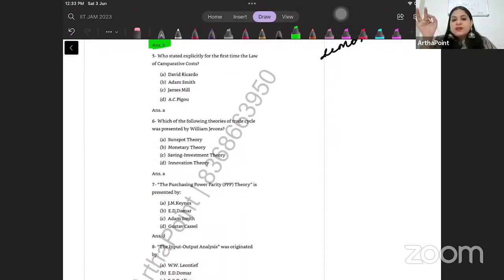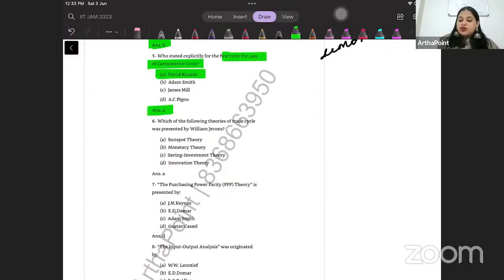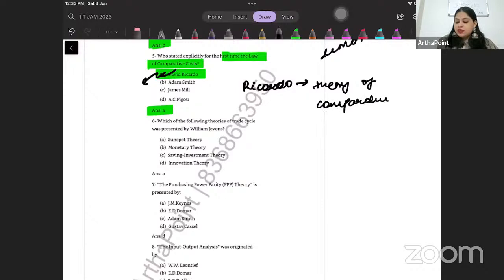Who stated explicitly for the first time the law of comparative cost? बेटा, अभी मैंने बताया, comparative advantage या comparative cost was also given by Ricardo. So the correct answer to this question is Ricardo. Answer is A. Ricardo, he gave the theory of comparative cost.